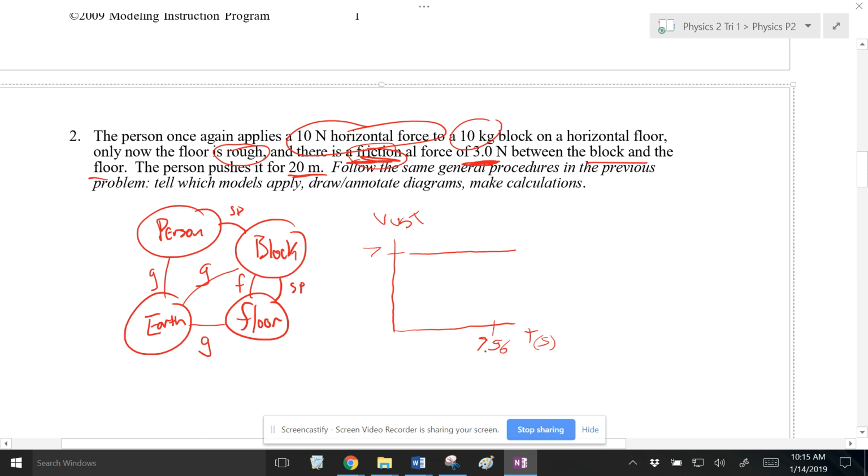Do I hit this to erase? Yeah, the closest button to the tip is the eraser. Okay. There you go. Got it.